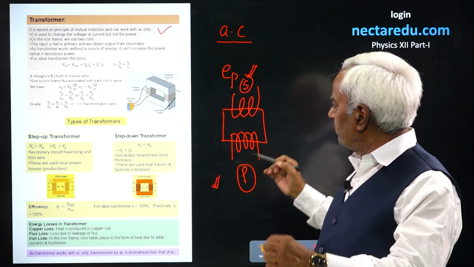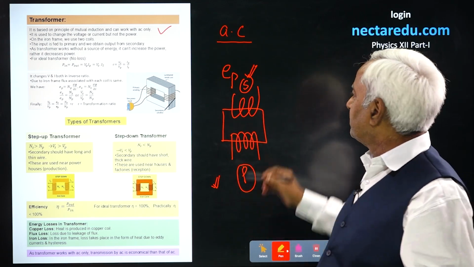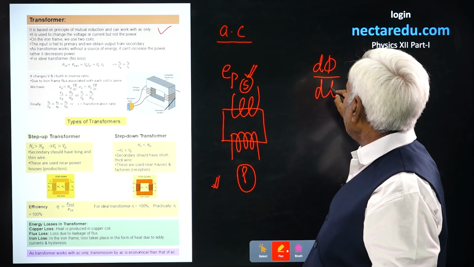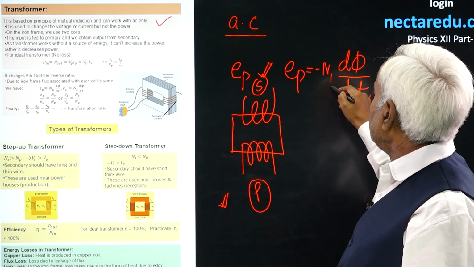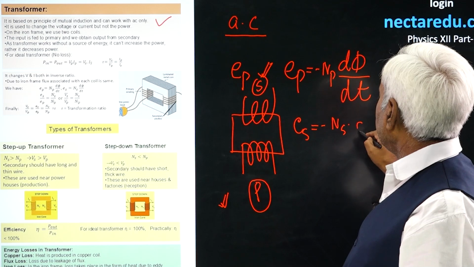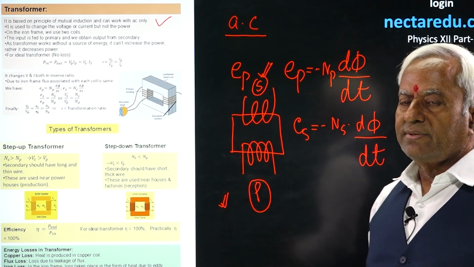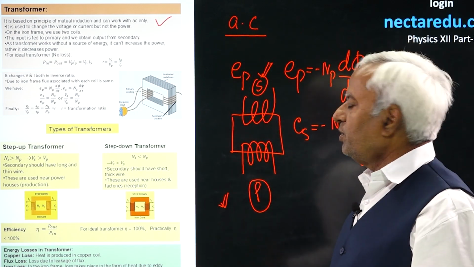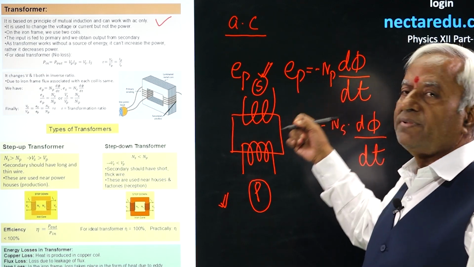Because the same iron frame is associated with both the coils, the rate of change of flux is going to be the same. In primary, it's going to be minus Np dφ/dt. In secondary, it's going to be Ns dφ/dt. Listen again. I say here that flux associated with every turn of both the coils is going to be the same, simply for the reason that the frame is the same.